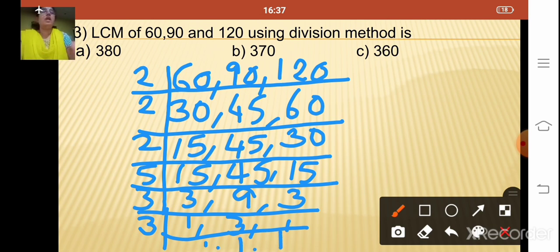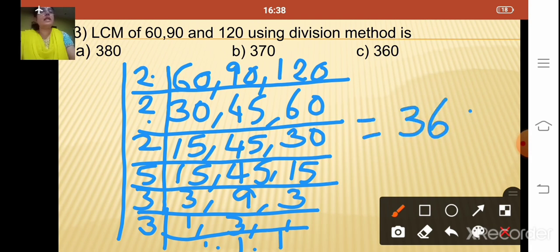3 ones are 3. Now you have to find the LCM. To find the LCM, you will multiply all the prime factors. So 2 2s are 4, 4 2s are 8, 8 5s are 40. 40 into 3 is 120, and 120 into 3 is 360. So the LCM of 60, 90 and 120 is 360. So your option is C1. Okay. Coming to the next one.